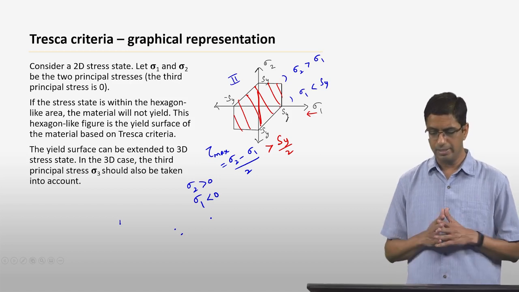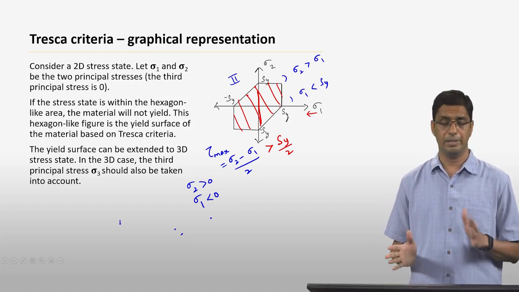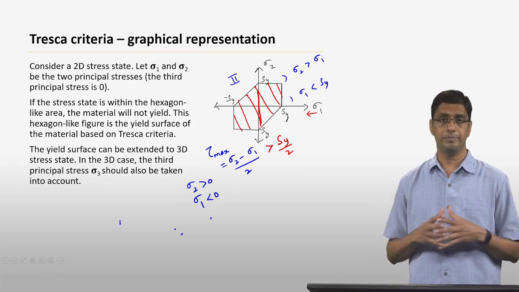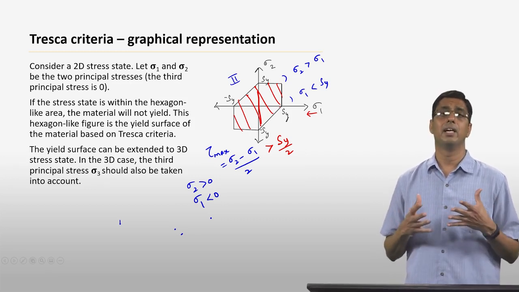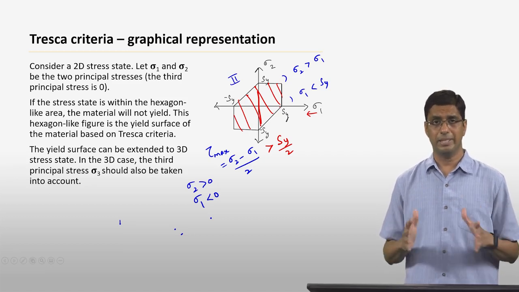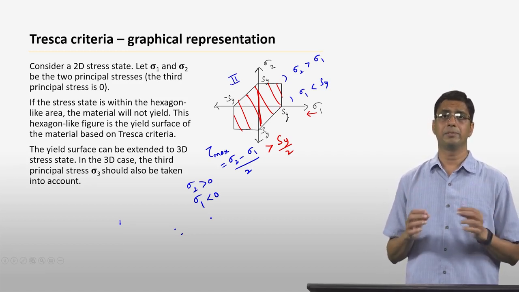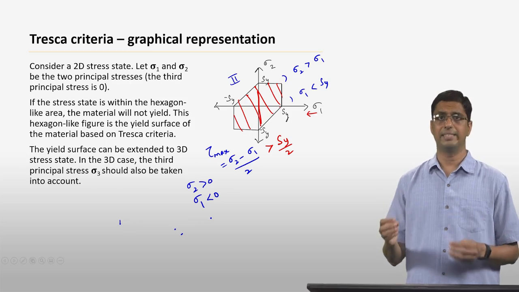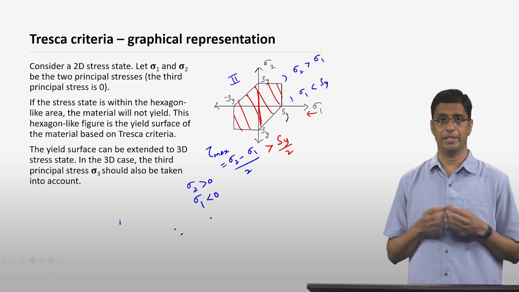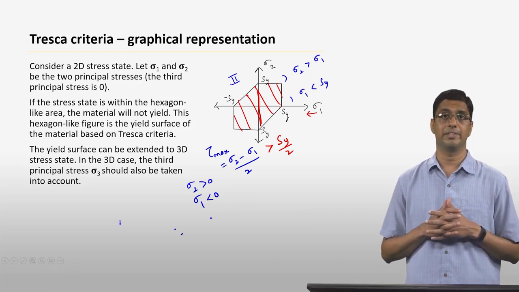I hope that this particular idea is clear. This is just a conceptual way of understanding what a Tresca criteria means using a graphical method. But the key idea is that if the maximum shear stress at a point exceeds Sy/2, then that material will yield at that particular point. That is essentially the crux of Tresca criteria.